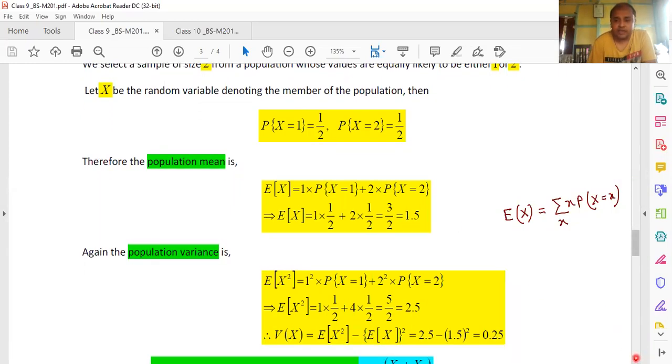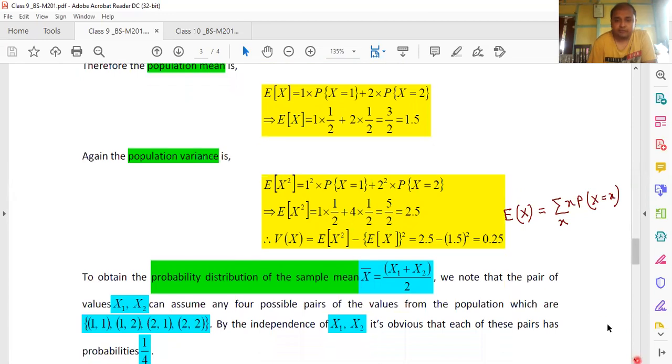Similarly, the population variance can be found by the formula. As you know, the variance formula is given as V of X equals E of X squared minus EX whole squared.